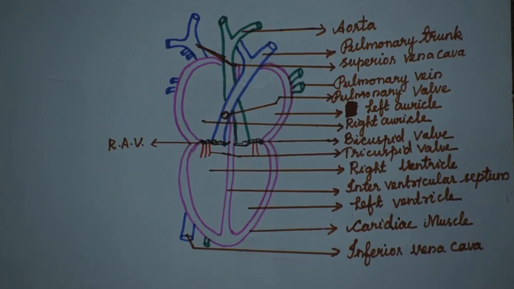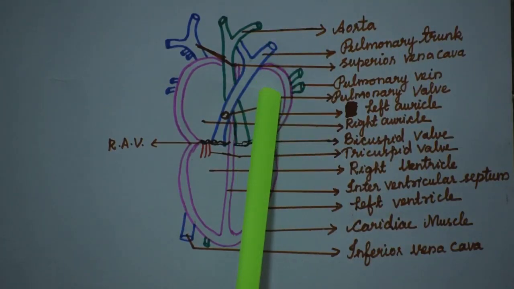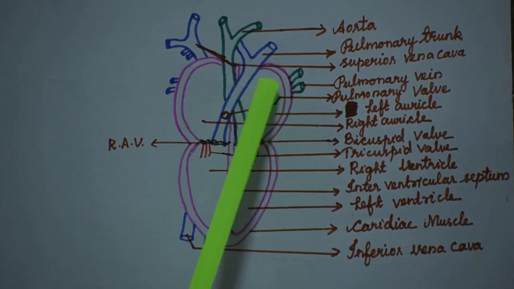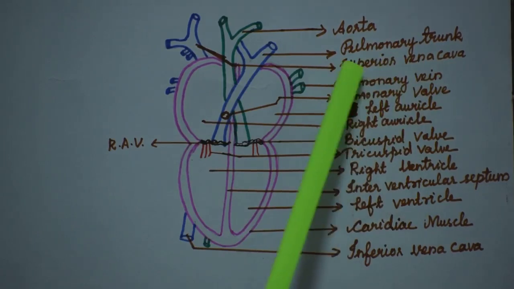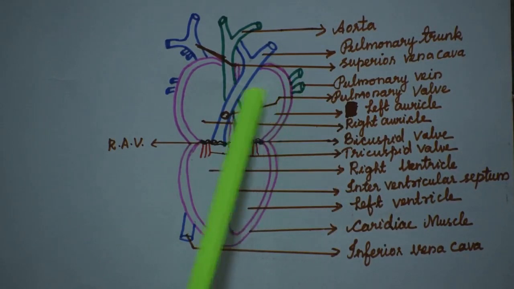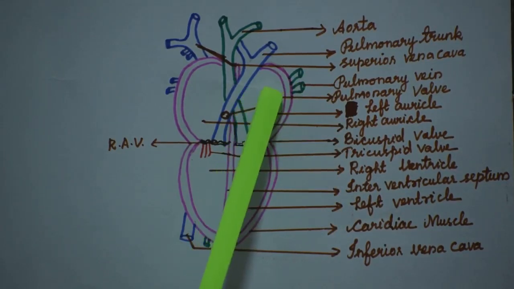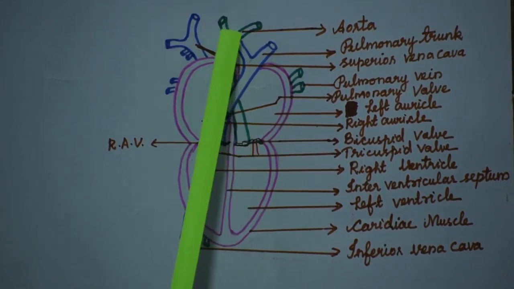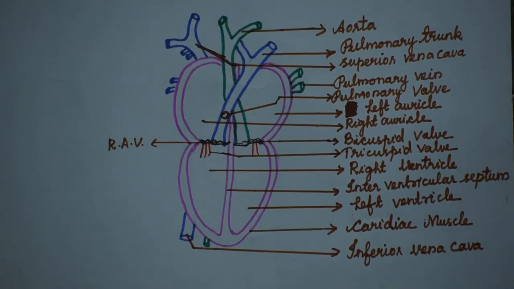Have you understood? Then the left auricle receives oxygenated blood, that means pure blood, from the lungs through pulmonary vein. The left auricle passes it into the left ventricle. The left ventricle pumps the oxygenated blood through aorta into all parts of the body.